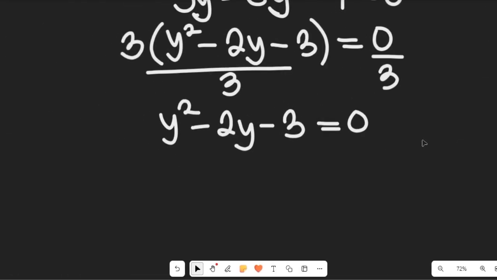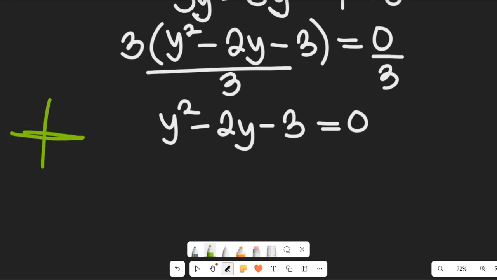So from this point, we are going to solve this quadratic equation to find the values of y. Now, to find the value of y, I want you to recall that we are going to use the factorization method. We want to find two expressions that multiply to give us negative 3, and when we add, they will give us what? It will give us negative 2. And what are those expressions? Minus 3 and positive 1.